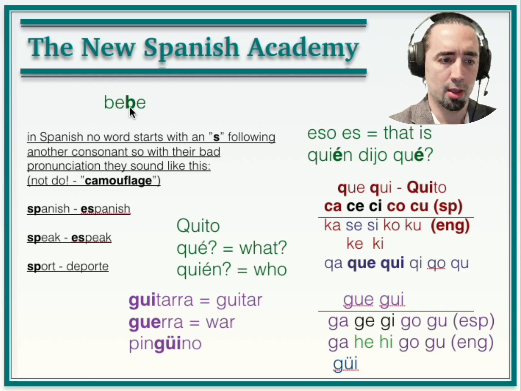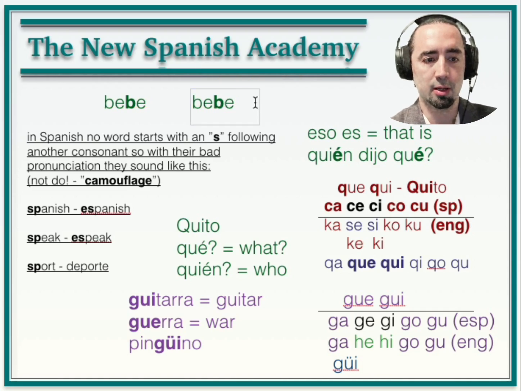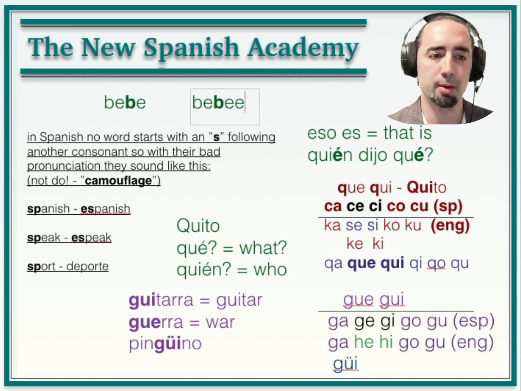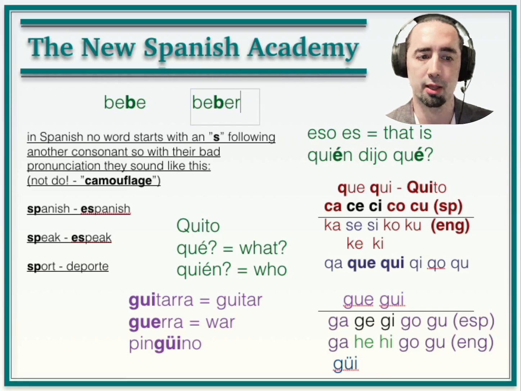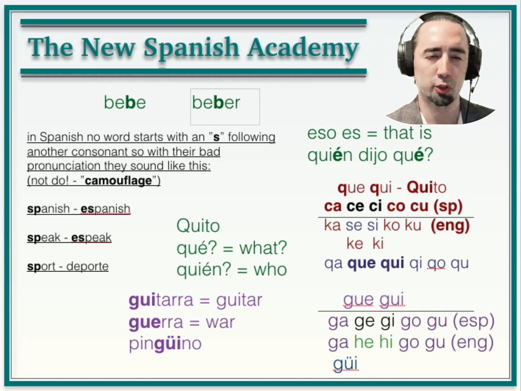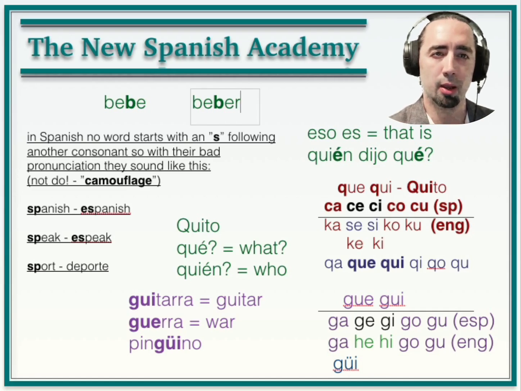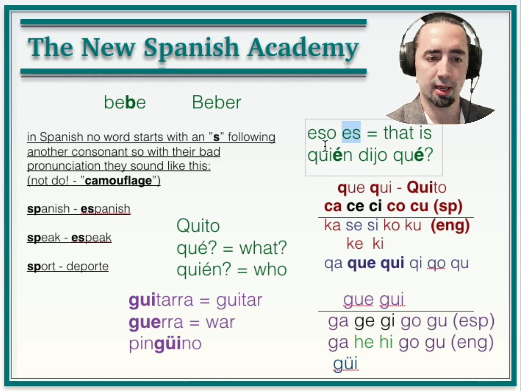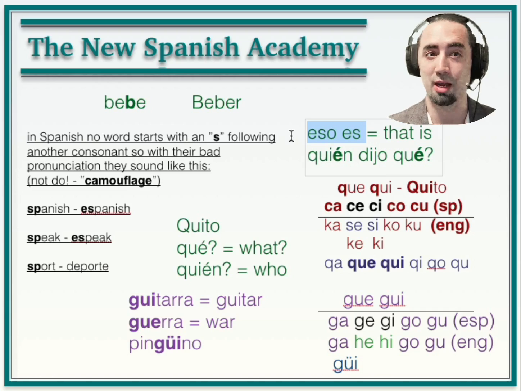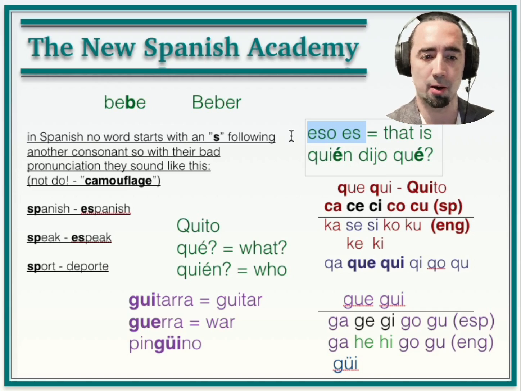Bebé means baby. And if you want to say the word for to drink, there's a couple of them, but one of them is beber, with the R at the end. All right, beber. That means to drink. So dedo, dado, bebe, beber. Okay. Now let's practice this. SOS, that means that is. SOS un carro, that is a car.